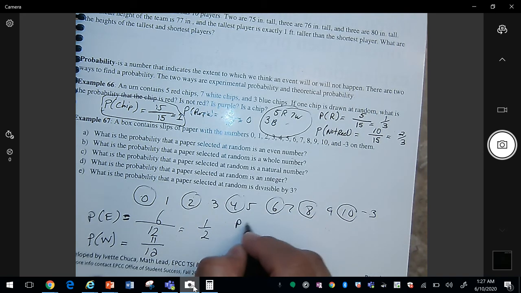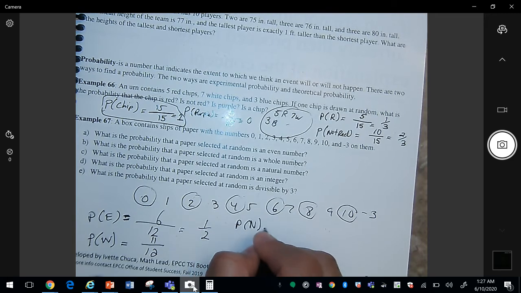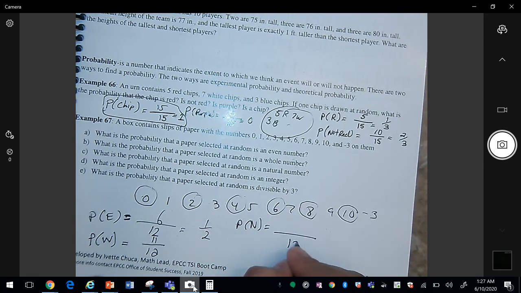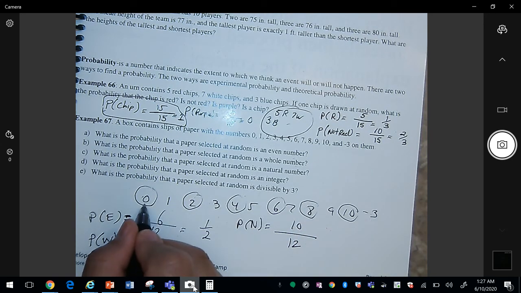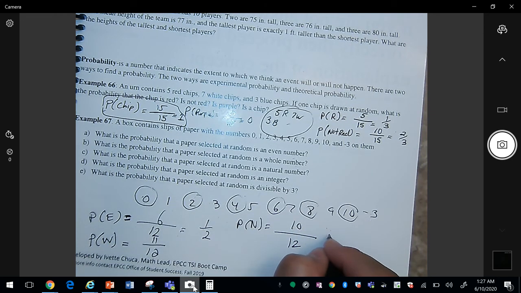Okay, what's the probability that it's going to be a natural number? So there's still 12 numbers. Natural numbers are numbers that start at 1 and go to infinity. So here we're going to have 10 numbers, so -3 and 0 are not natural. And so we end up with 10 out of 12, which is 5/6.